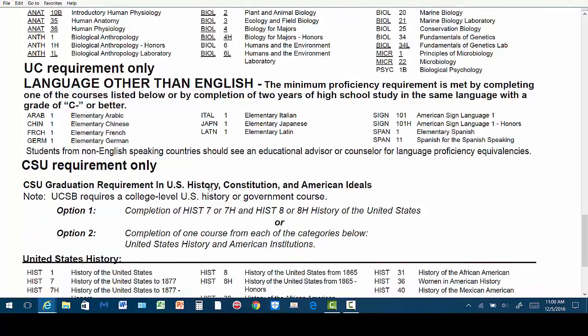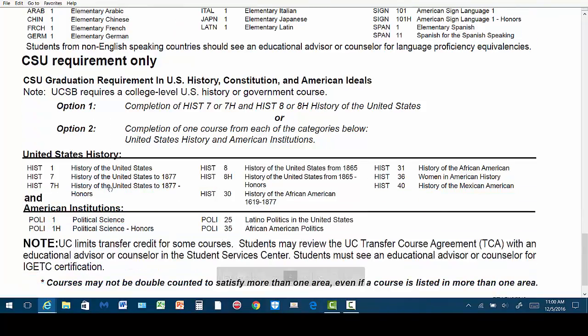CSU graduation requirement. There's a class required from option 1, History 7 and 8. So choose one. You choose those 2 classes. So in option 1, if one chooses History 7 and 8, you have met the requirement for CSU graduation with U.S. history and Constitution and American ideals. Option 2 alternatively could be used, and many people prefer this option because there are more classes to choose from.